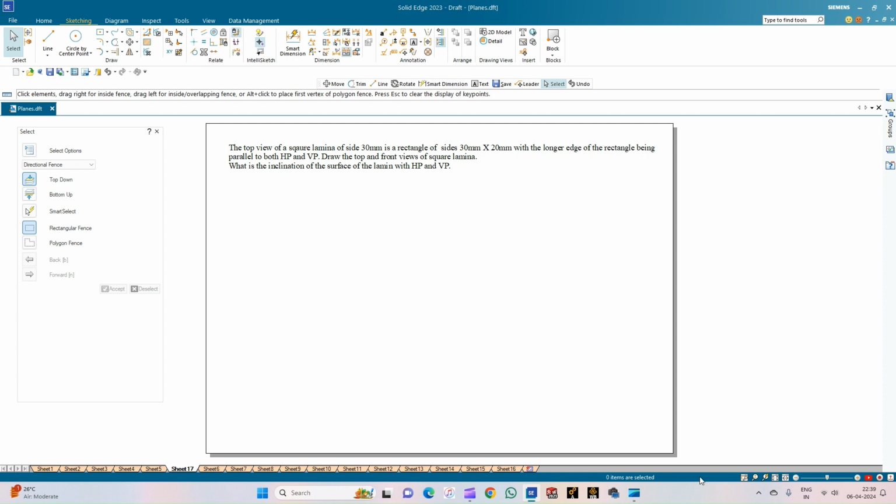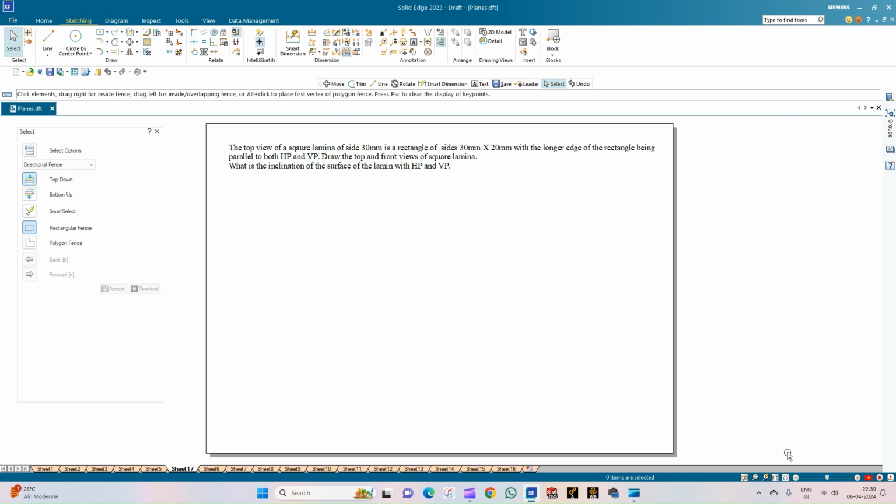So, looking at the problem statement, we can come to a conclusion that the square lamina is resting on one of its edges on the HP. Only in that condition, two of its edges can be parallel to both HP and VP. So, these are the conclusions that we can arrive at before we start solving the problem. And also, the question asks us to detail the inclination of the surface of the lamina with respect to HP and VP. So we can just have the profile view, that is the side profile view of this particular square lamina, and then determine the inclination with respect to HP and VP.